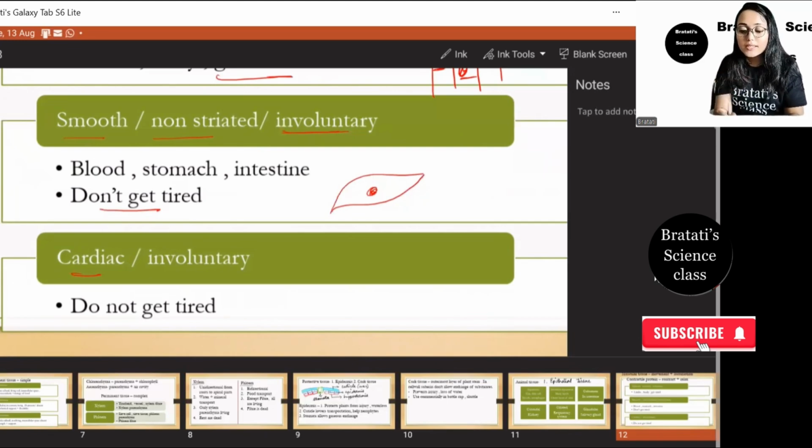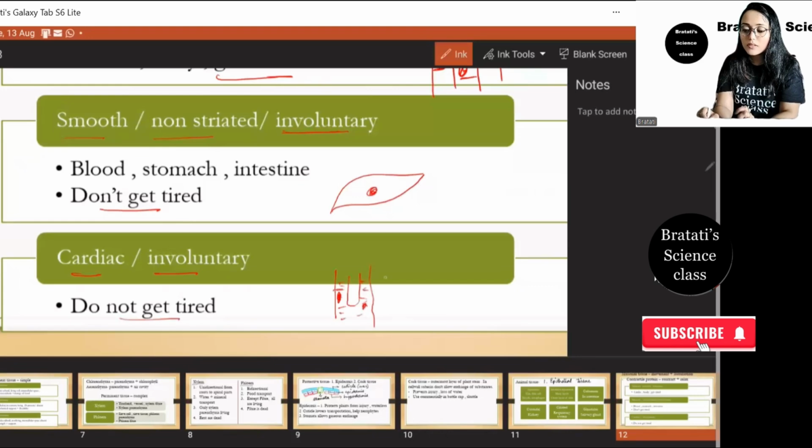Now, the heart is again involuntary. It doesn't wait for our order. It continuously pumps the blood. And we can check our pulse here, it's the same as the flow of the blood pump. So the same rate. The breathing rate and the pulse rate are similar to the blood circulation rate also, and they do not get tired.